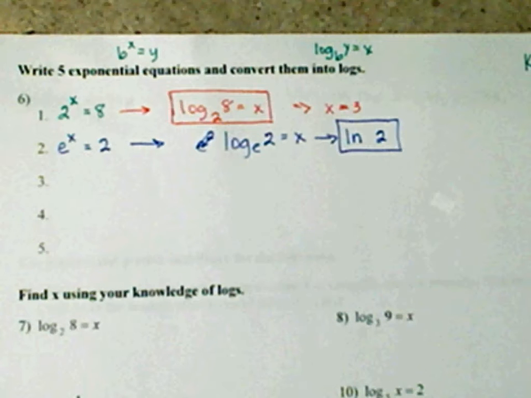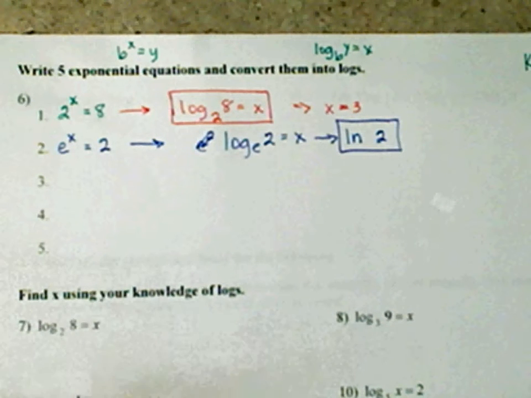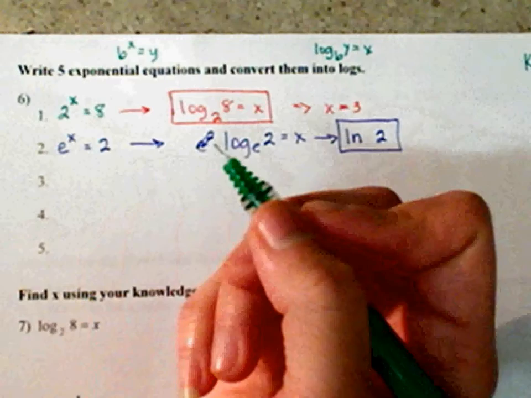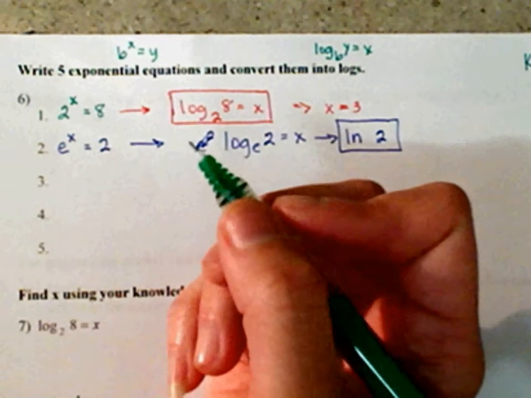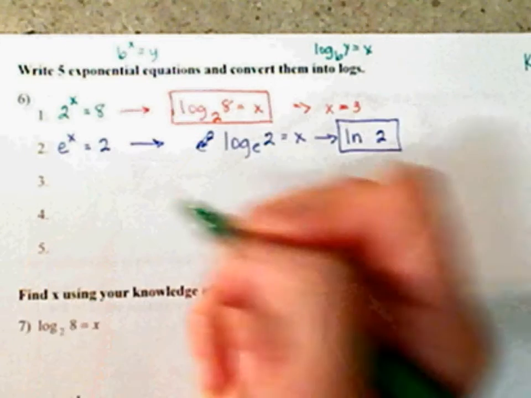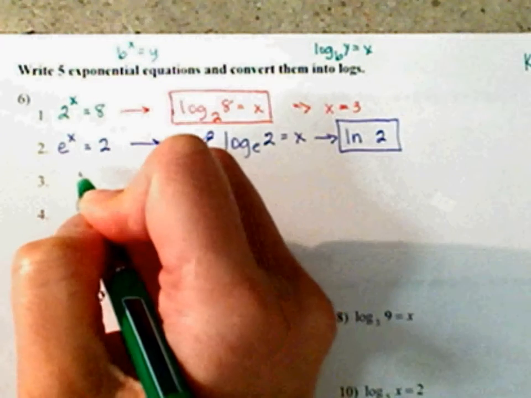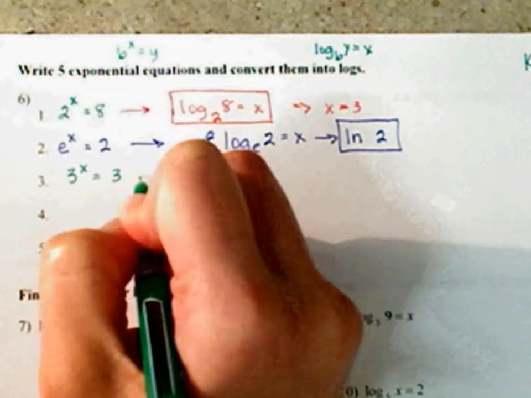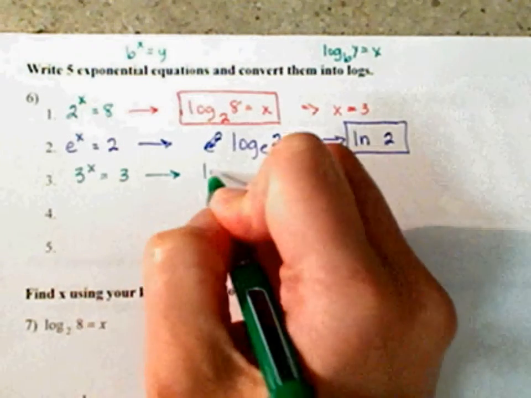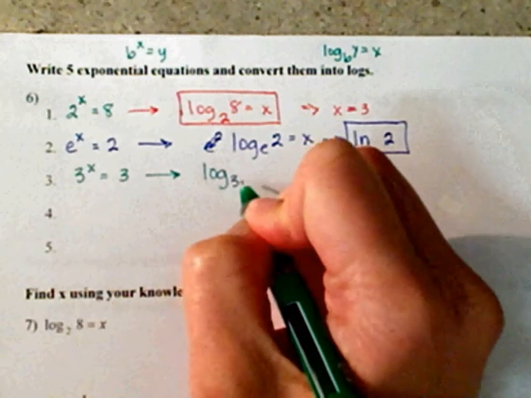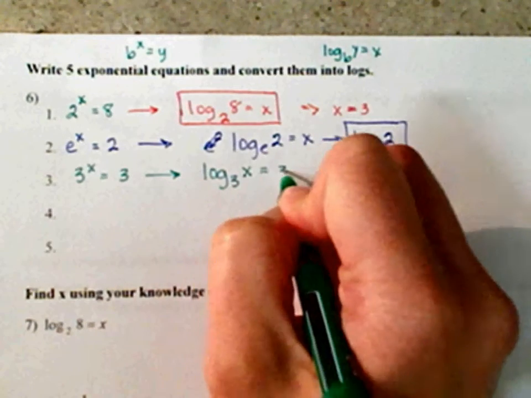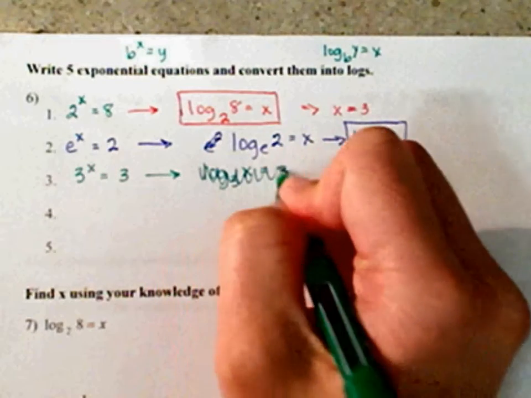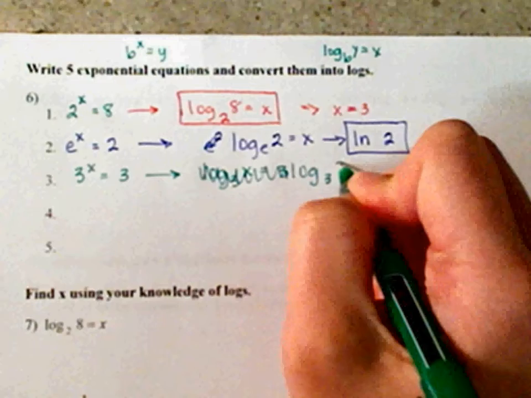Okay, let's go on to some other ones. Here's another exponential that you could write. There's many different ones. How about 3 to the x is equal to 3. Okay, so let's write that as a log. Log base 3 of x is equal to 3. Oh, I'm so sorry. I wrote that wrong. Let's rewrite it. Log base 3 of 3 is equal to x.